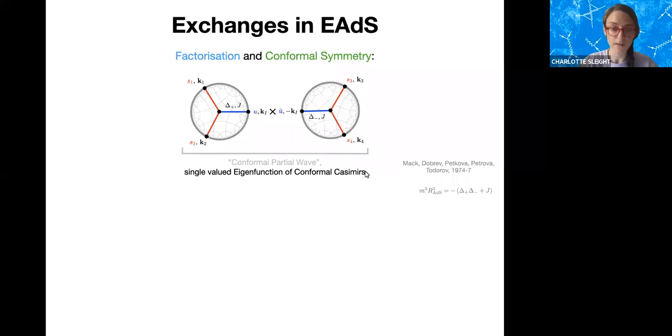So in the conformal field theory literature, this object actually has a name. It's called a conformal partial wave, and it has some useful properties. In particular, it's the unique single-valued eigenfunction of the conformal Casimirs.